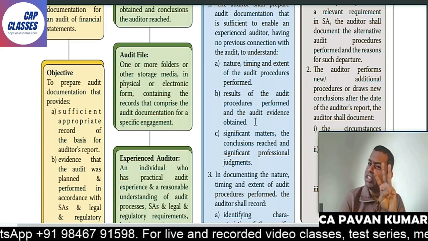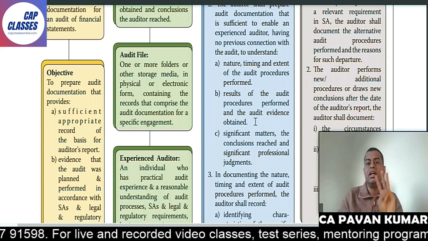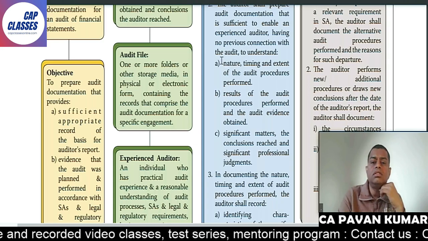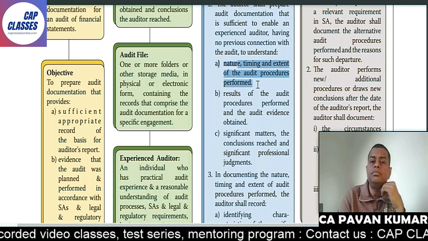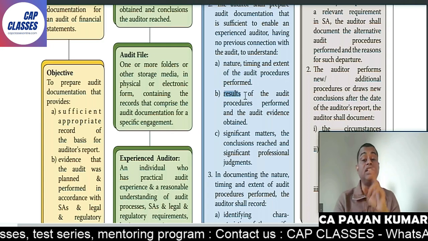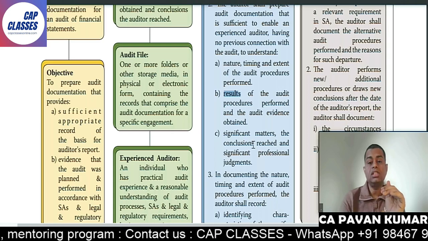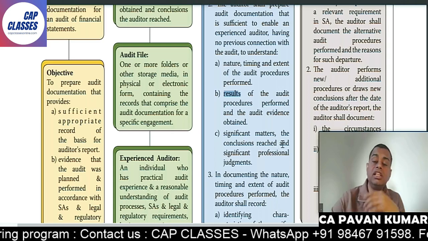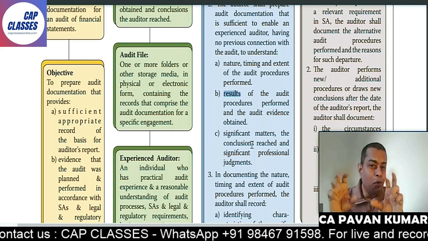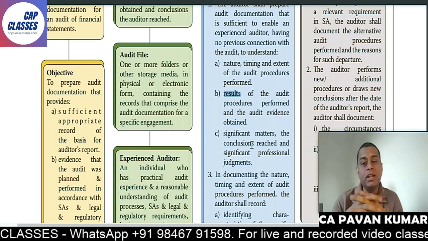Again, 1, 2, 3. Do you remember 1, 2, 3? Step 1, audit procedure applied. Step 2, evidence collected. Step 3, opinion, conclusion. Same thing. This is audit procedures performed. This is results obtained and audit evidence obtained. Then 3, significant matters, conclusions reached and professional judgments made. Simple, 1, 2, 3. See how connected the wordings are, how easy it is to study.